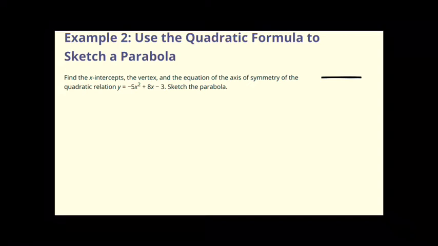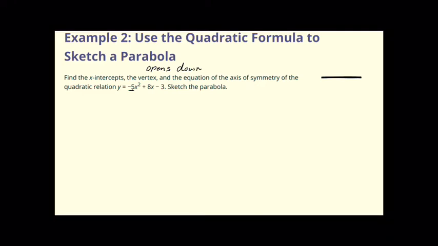So again, whenever we look at something new, think about what you know already. We know we've got a negative 5. Therefore, what does that tell us? It opens downwards. We also have a negative 3 as our c, so the y-intercept equals negative 3. So things like that, check them out. When you finish your graph, go back and look. Does it open down? Do I have a negative 3 as a y-intercept? Does this make sense? Use all the information that you have.